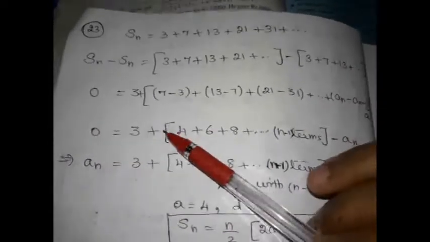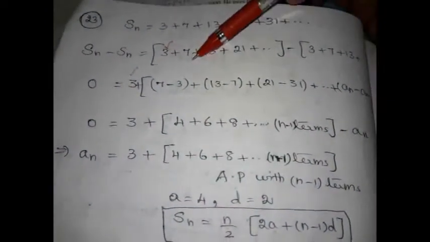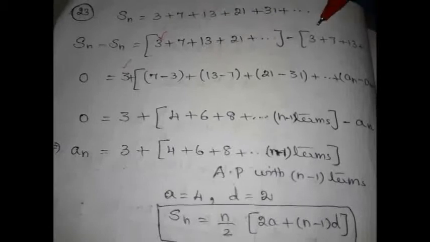So it is not going to make any difference there. On both sides it is going to be 0, right? So 0 is equal to, what we are going to do is keep the first term as such. And then we are going to subtract the second term of the first series with the first term of the second series. So 7 minus 3 plus 13 minus 7 plus 21 minus 13.